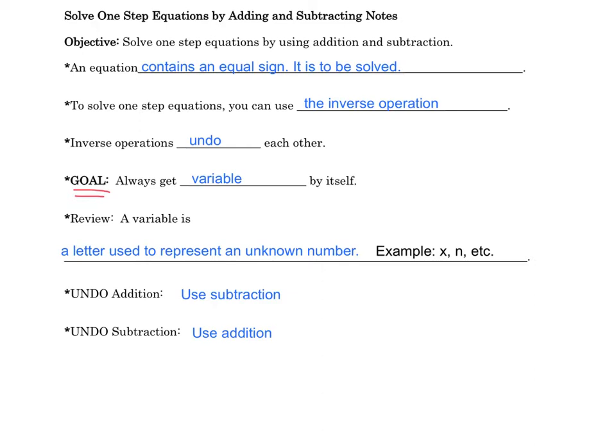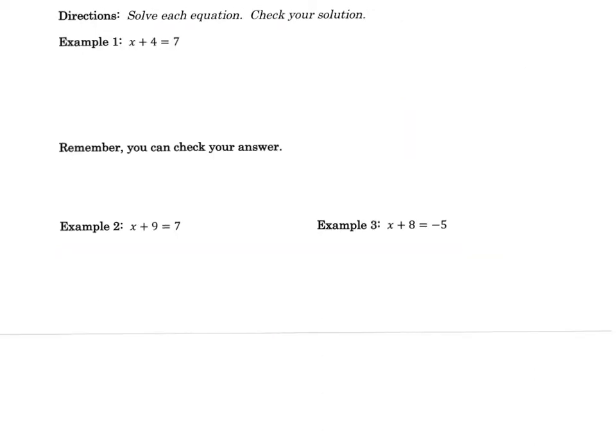So let's do some examples together. Our directions say, solve each equation, check your solution. Example 1, x plus 4 equals 7. Our goal is to always get the x, the variable, by itself. It says plus 4 next to the variable, so you want to undo the addition. And to undo the addition, we are going to subtract 4 from both sides.